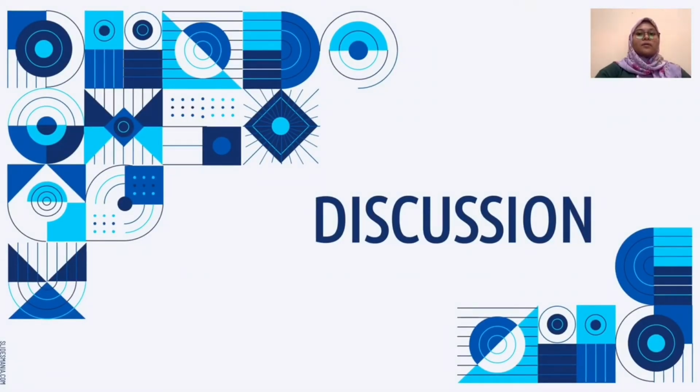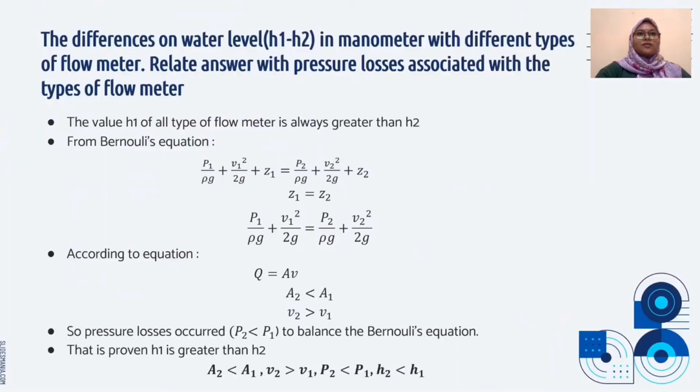I will present the discussion and conclusion for group 6. So we go for discussion first. The difference in water level, H1 minus H2, in the manometer for different types of flow meter. We answer with the pressure losses associated with the type of flow meter. From the result, we get the value H1 of all types of flow meter is always greater than H2.